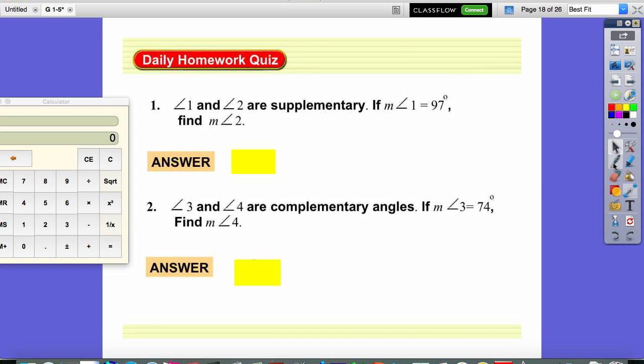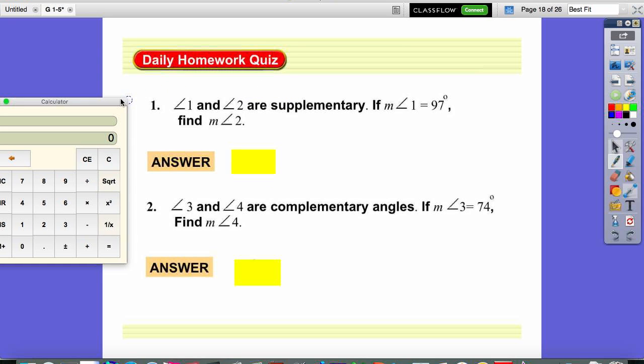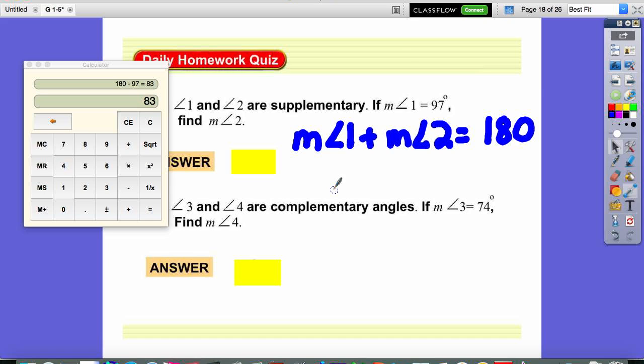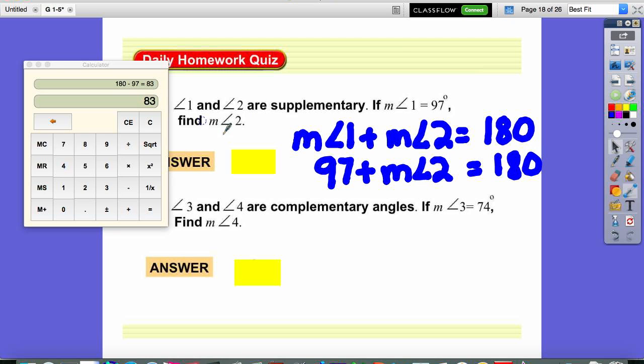And it's time for the daily homework quiz. Angle 1 and angle 2 are supplementary. So I know that you guys are probably very quickly going to say, well, Mrs. Falk, it's very easy. 180 minus 97 is 83. I want you guys to know that that means that the measure of angle 1 plus the measure of angle 2 is 180, because that's the definition of supplementary. And then I'm going to substitute in 97 for the measure of angle 1, and I can do that because I can substitute. I can then subtract 97 and get 83.